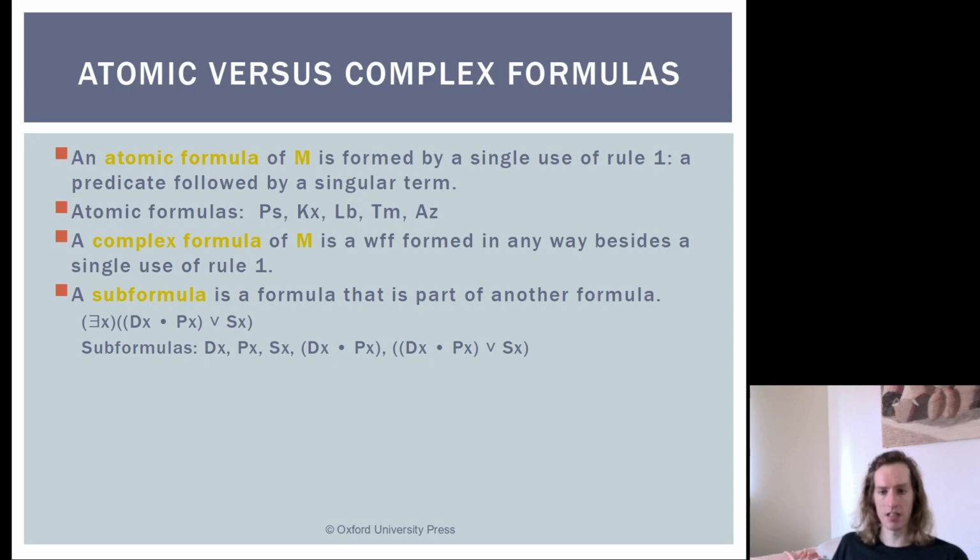Dx and Px is a conjunction that makes the next formula outside of those atomic formulas, and then outside of those parentheses, we're going to get the disjunction between Dx and Px, and Sx.